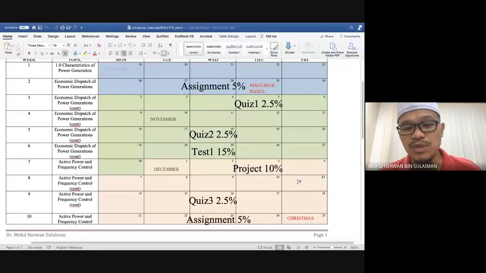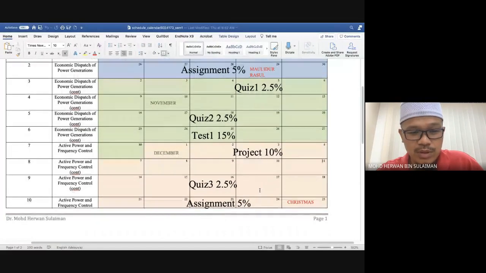So the other 20% will be embedded in your project or assignment, because we have another project 10%, another assignment 5%. Maybe I increase assignment number 2 to 10%. Okay, project 10%, 20%. So your project becomes 25%. Okay.